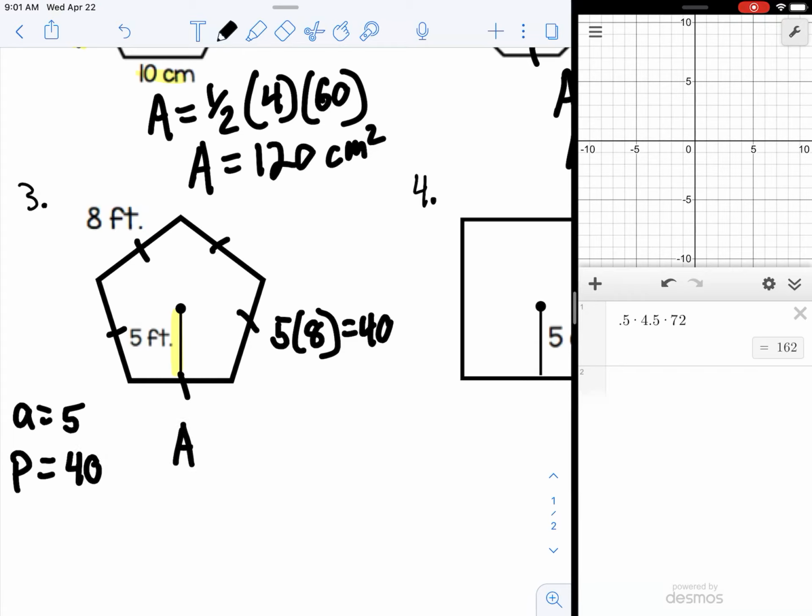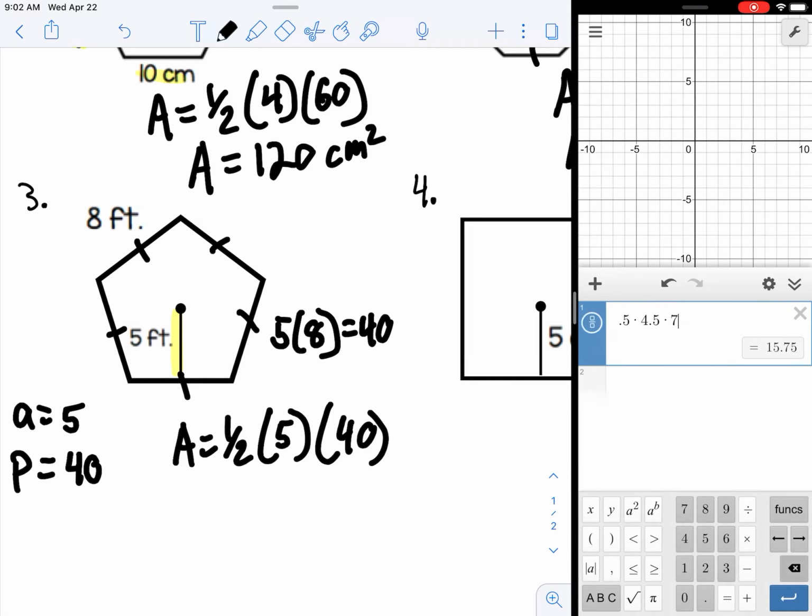So I plug it into my formula. A equals 1/2 times 5 times 40. Okay. So I go into my calculator. 1/2 times 5 times 40, which gives me 100. So my A equals 100 feet squared.